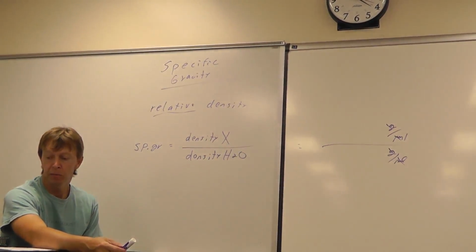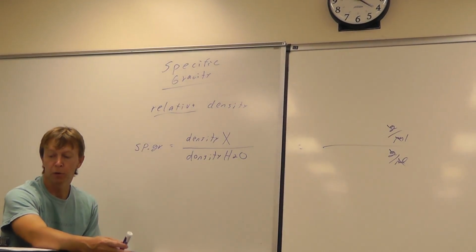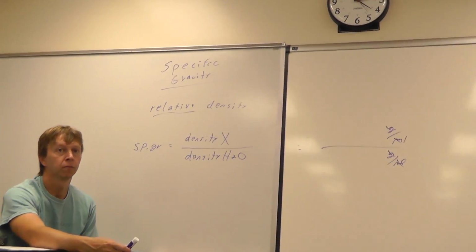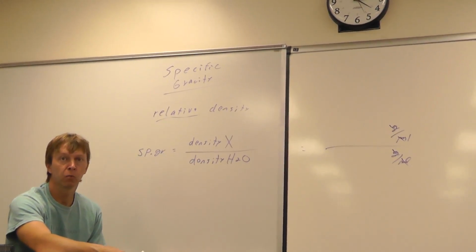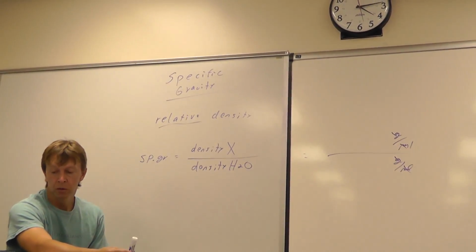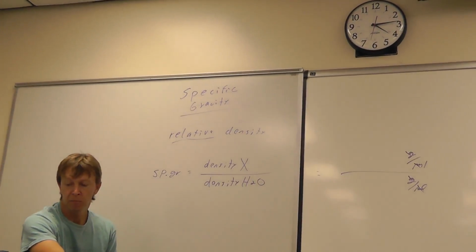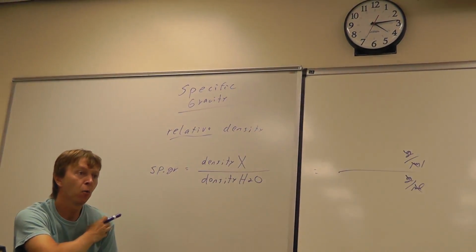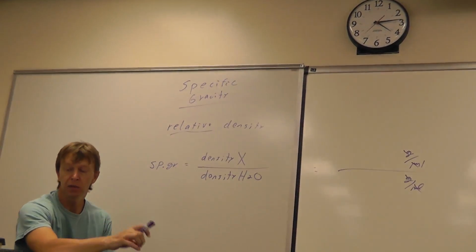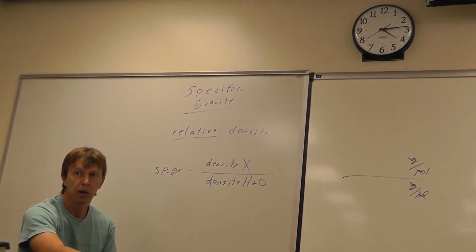Now the last column is somebody that is less dense than water. 0.75 is less than 1, correct? That means it has a lower density than water. But still, that 0.75 is a multiplier. If you take that 0.75 and multiply it by water's density, you'll get this material's density. Go ahead and fill out that column.